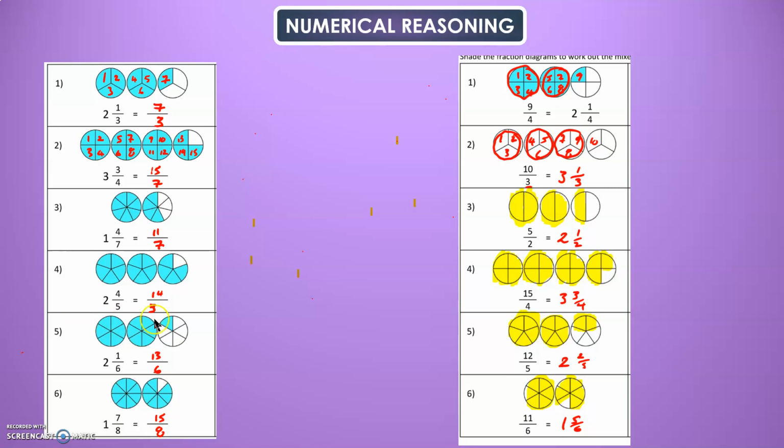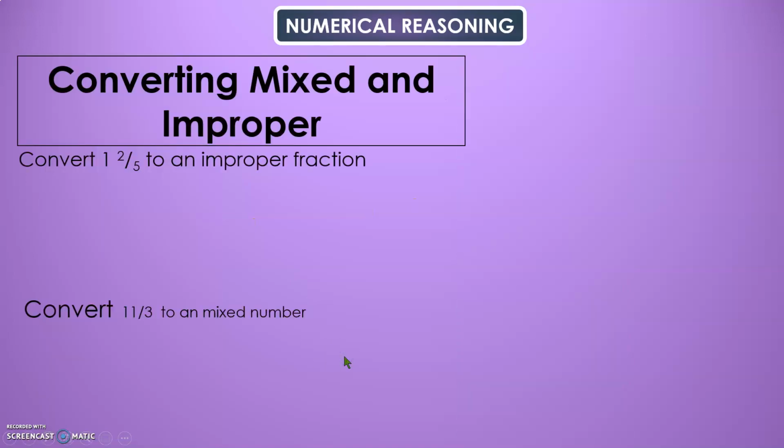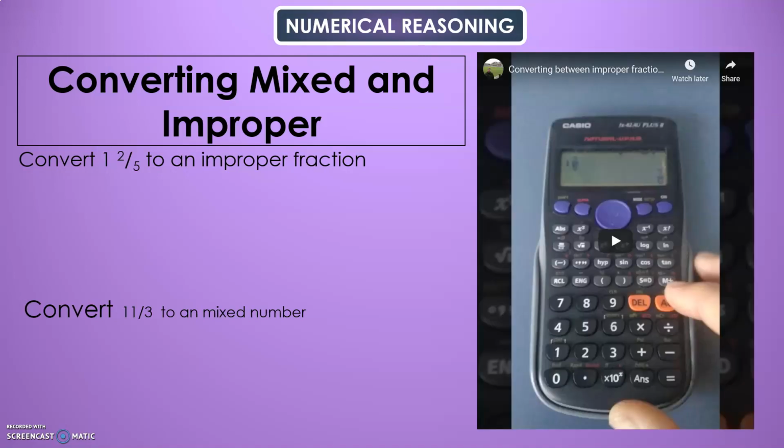So the good news is you don't necessarily have to worry about doing these by hand. You can look at them using your calculator. So if you've got your calculator with you, it's probably a good idea to get it out, and then we can go through a couple of problems here. We're going to convert 1 2/5 to an improper fraction, and second of all, we're going to change 11/3 to a mixed number.